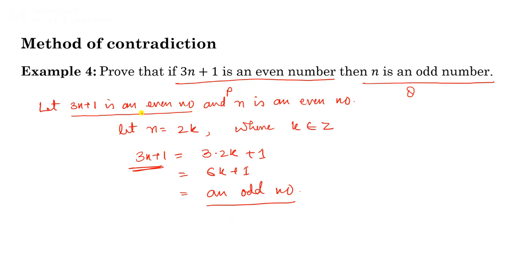If we assume negation Q is true, we are getting a contradiction. It means our assumption that n is an even number is false. So if it is false, then what is true? True means n is an odd number. So here you can write: assuming these statements we are getting a contradiction. It means our initial assumption that n is an even number is not true. Therefore n is an odd number. So this is the method of contradiction.